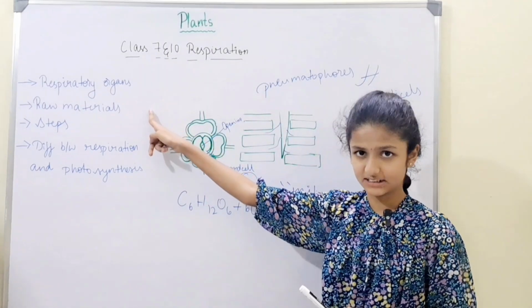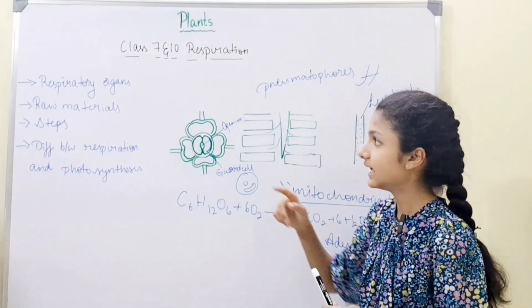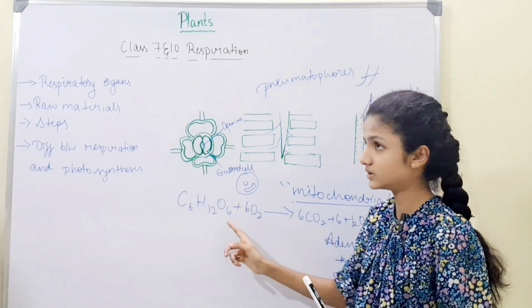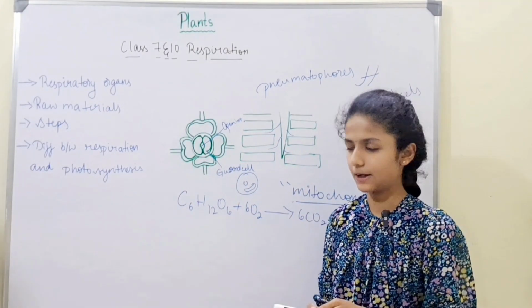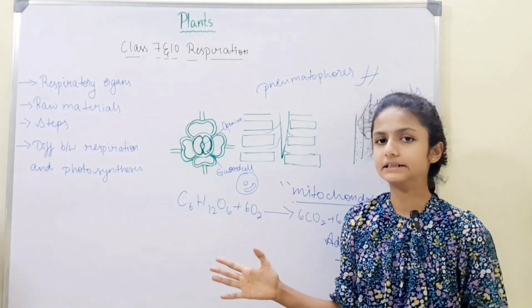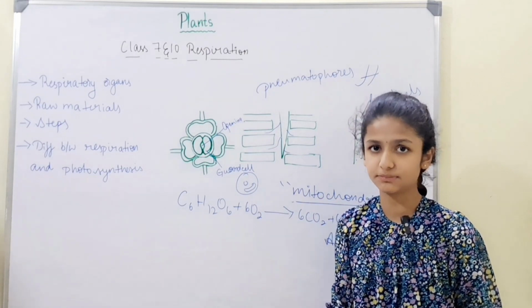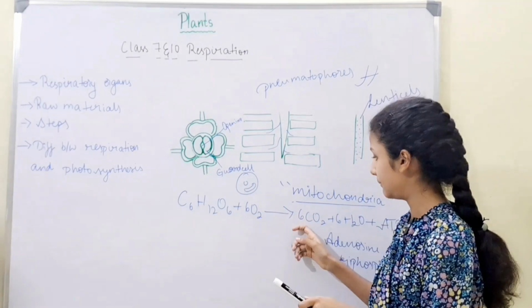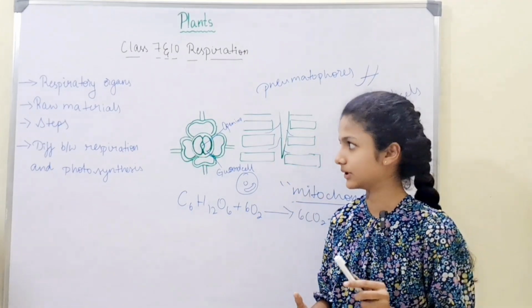Now we have completed respiratory organs, which are stomata, root hair, and lenticels. Then raw materials, glucose and oxygen. And then we have to see the steps. First, oxygen enters and it combines with glucose. After that, oxidation of food takes place and it breaks down into carbon dioxide, water, and ATP. These are the 3 steps.